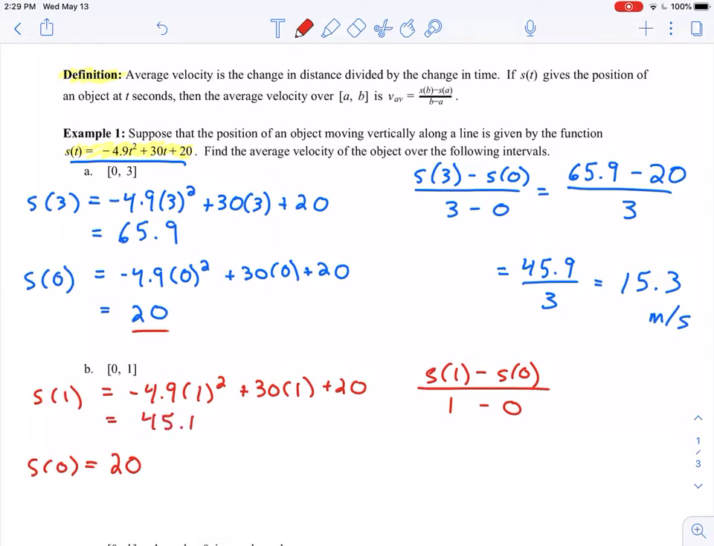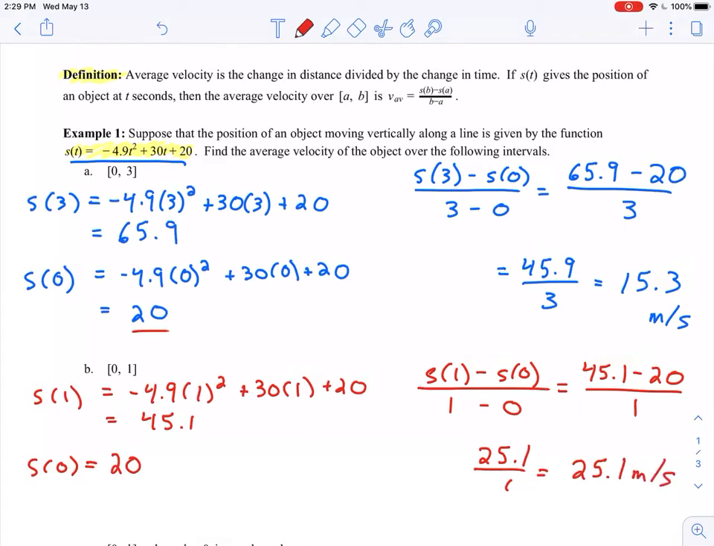Okay, now we can take these numbers and plug them in. So I have 45.1 minus s of 0, that's again 20, over 1 minus 0, which is simply 1. So let's see, 25.1 over 1, which is 25.1 meters per second.